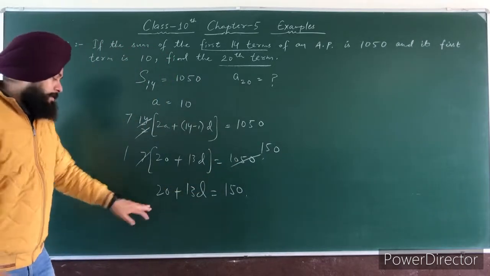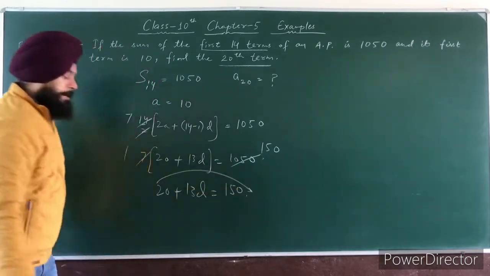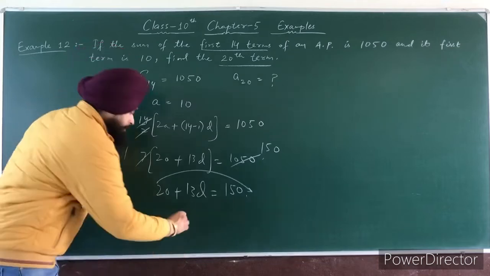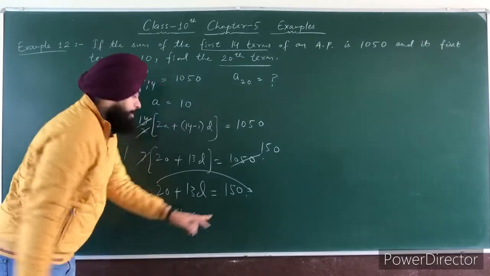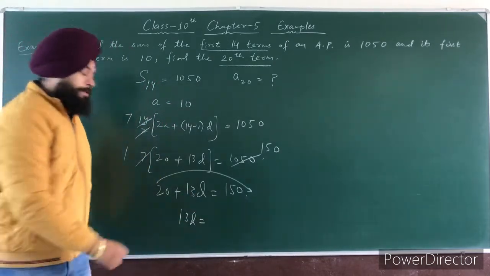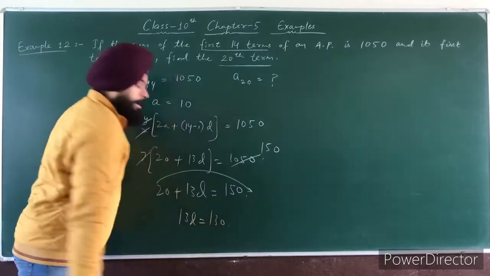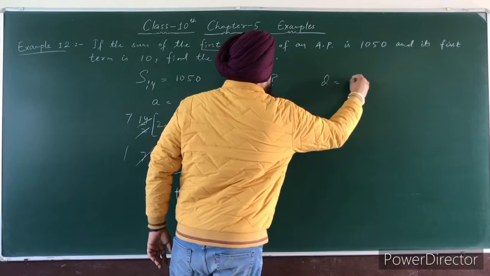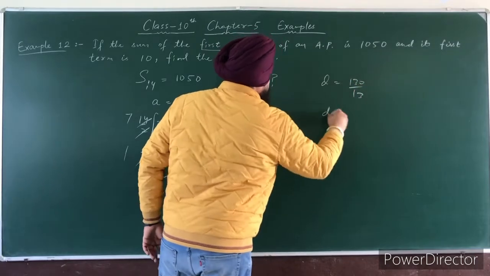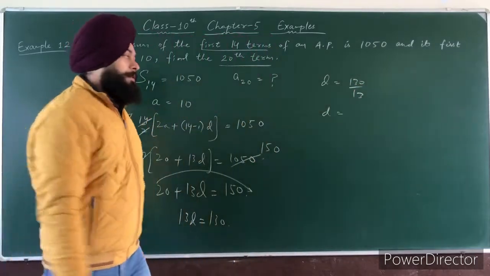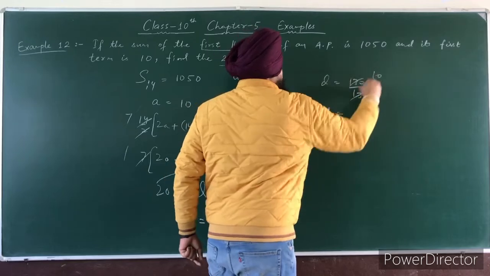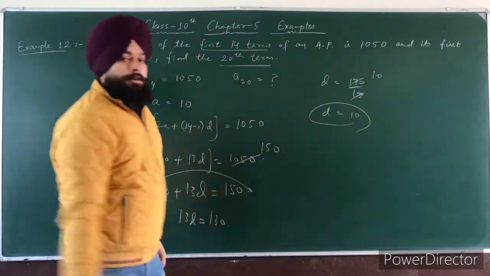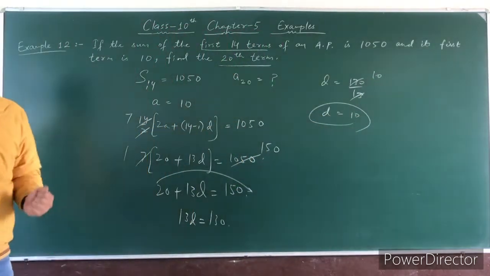Now again take this constant 20 on right side. It is subtracted from 150. So 13d is equal to 150 minus 20. So 150 minus 20 is 130. And what is d? d is 130 divided by 13. So it is cancelled with 10. So it means the common difference in this AP is 10.